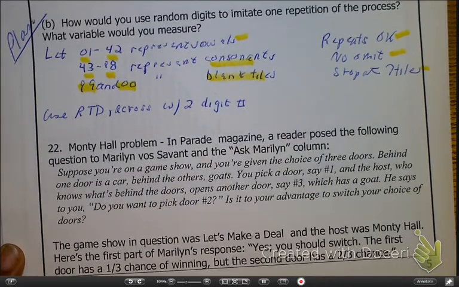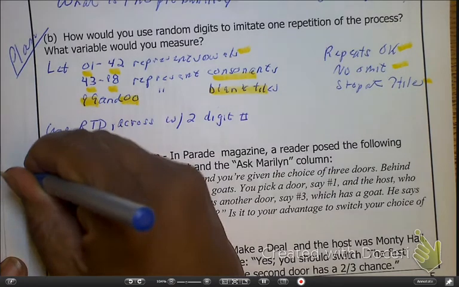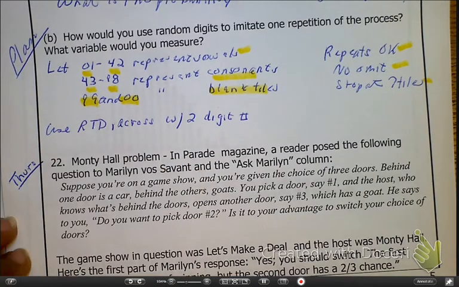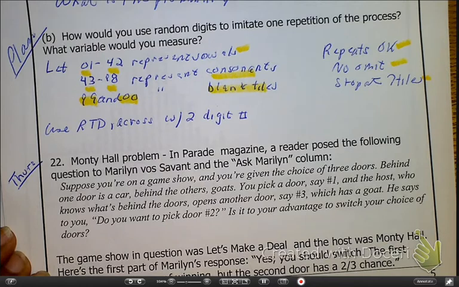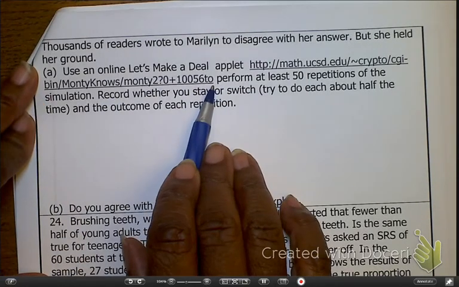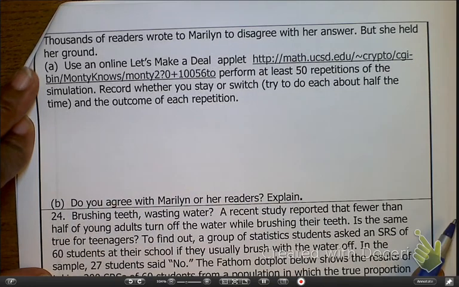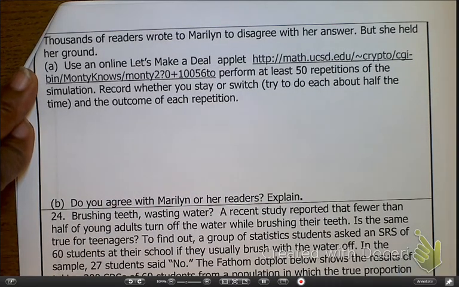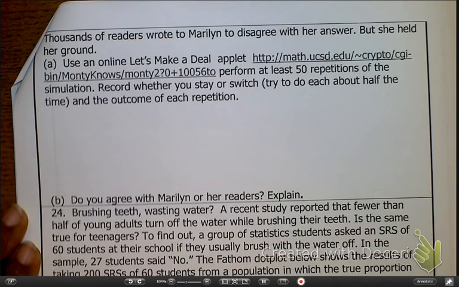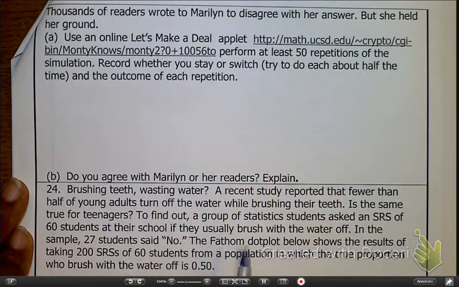Now, for number 22, we're going to be doing this tomorrow on Thursday. I have to make sure that I have access to the Chromebooks, because we're going to be going on the computer, and we are going to be going on the Let's Make a Deal site, and we're going to have it do the choosing of the door to see what the prize is behind, or to see if we're going to get a goat. So we're going to read that problem tomorrow.